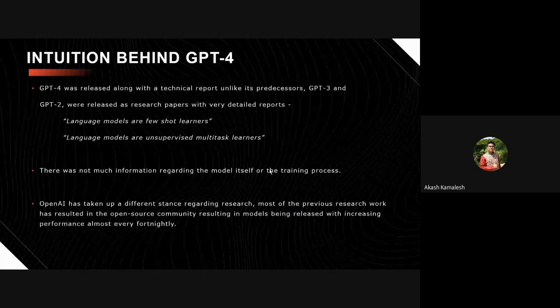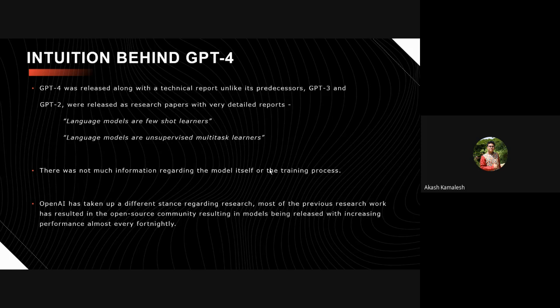So I'm not sure if everyone is aware of the fact, but GPT-3 and GPT-2 were released as research papers. So they had very in-depth analysis of the architecture, the tokenizing methods, the pre-processing, the training, the loss function, everything was mentioned. But GPT-4 was released as a quote unquote technical report. It was not released as a research paper because of two main reasons that they cited in the technical report.